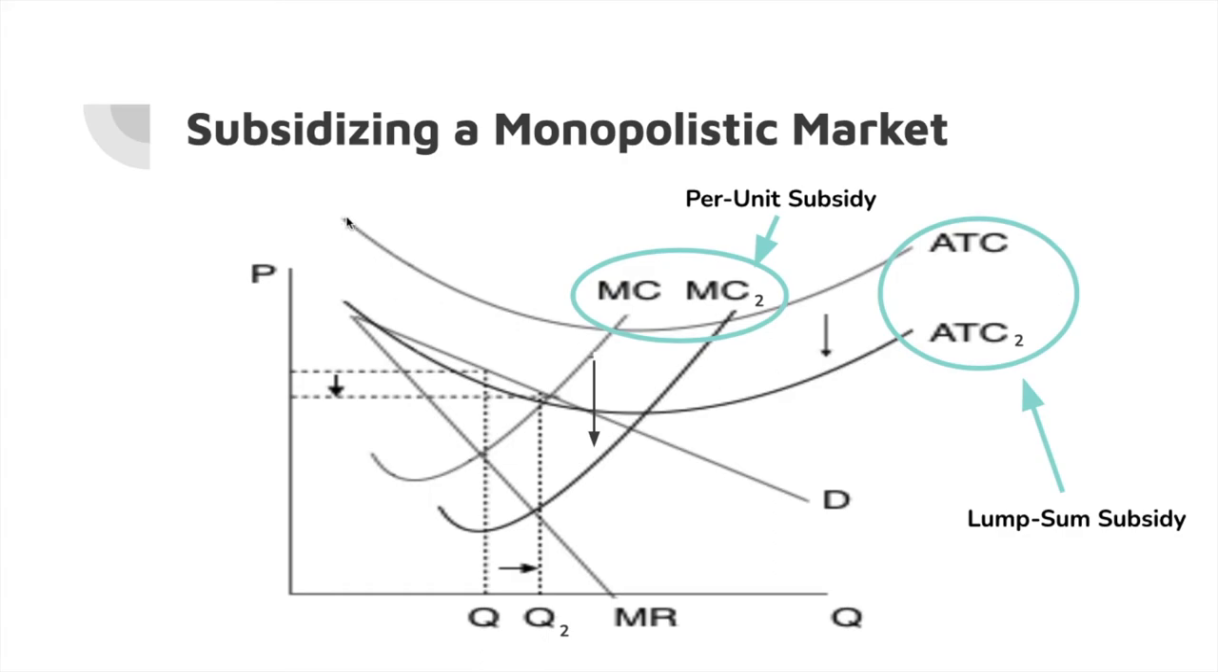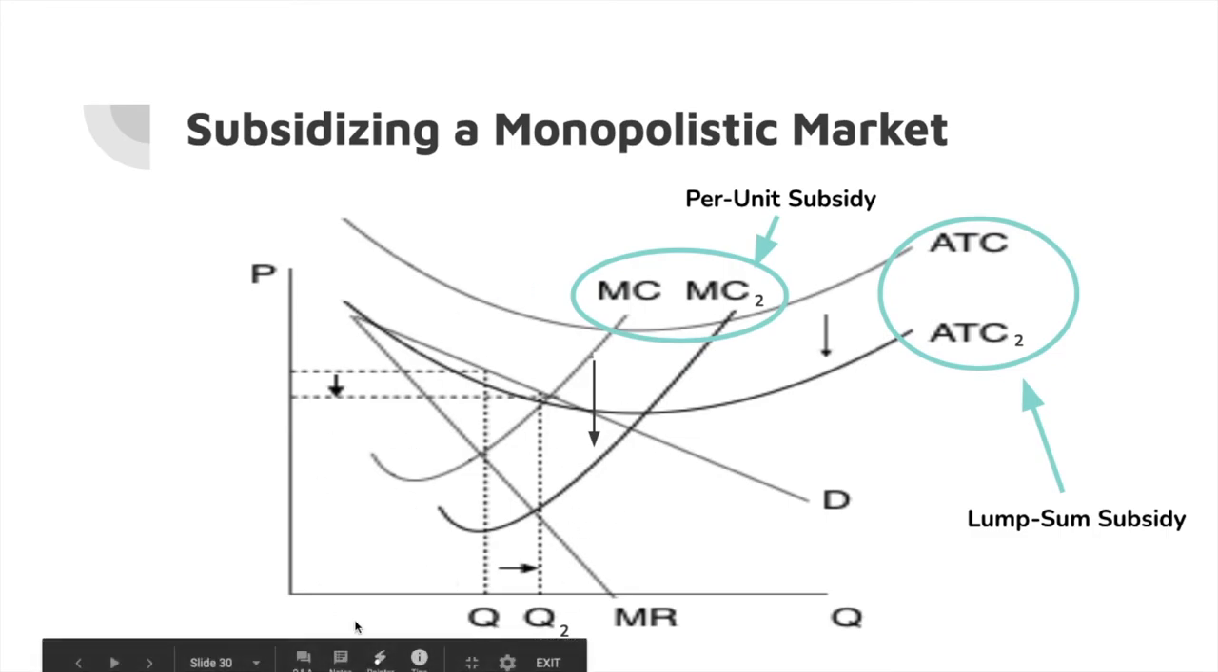You can see that in this case, before the lump sum subsidy, this ATC curve was way up here. This monopolist was incurring a loss. But now, after the lump sum subsidy, it is way down here. And they're actually earning a little bit of profit or potentially breaking even, right? That might be why the ATC curve is shifted downward. That might be why the lump sum subsidy is offered, to cover the losses essentially for that firm, to encourage them to stay in business.